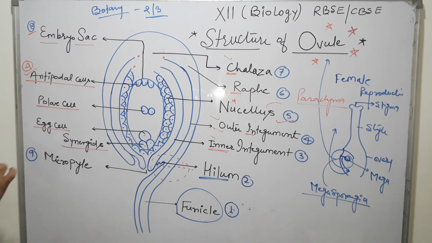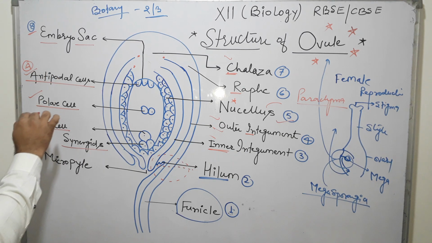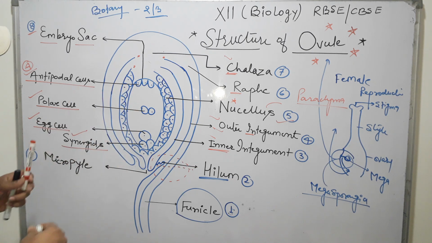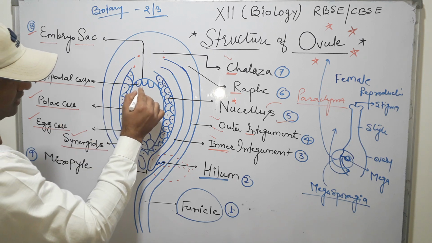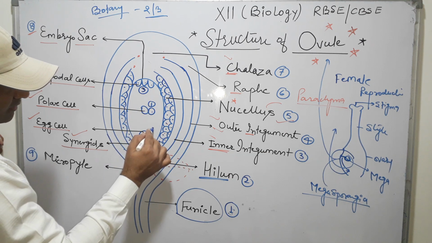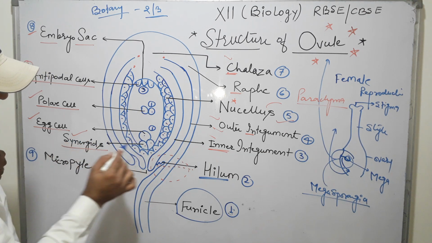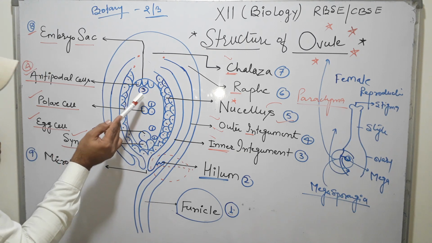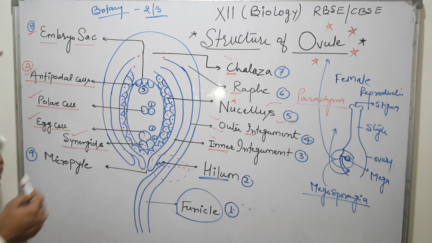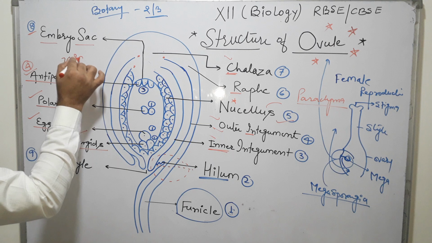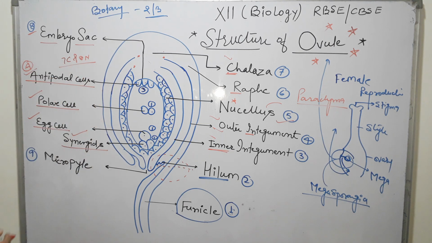First is the antipodal cell, second is the polar cell, third is the egg cell, and fourth is the synergid cell. The upper three cells are called antipodal cells. So total 3 antipodal cells, 1 polar cell, 1 egg cell, and 2 synergid cells. So the total number of cells is 3, 1, 4 and 3, 7. So 7 cells and 8 nuclei is the structure of the embryo sac in this case.